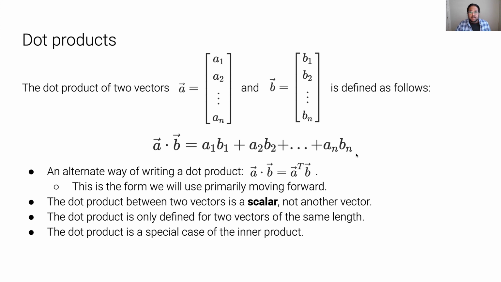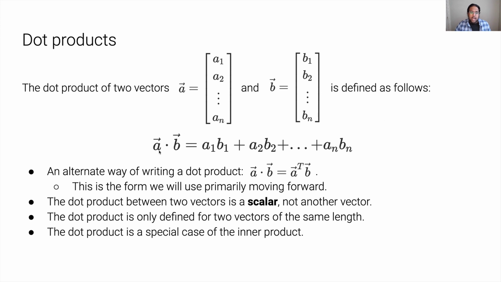So what does this really mean, or how do we get to this result? Well, we take the first element in A, multiply it by the first element in B, and add it to the result of multiplying the second element in A and the second element in B, all the way through the last element in A and the last element in B. So we're doing these element-wise multiplications and then adding together the result.